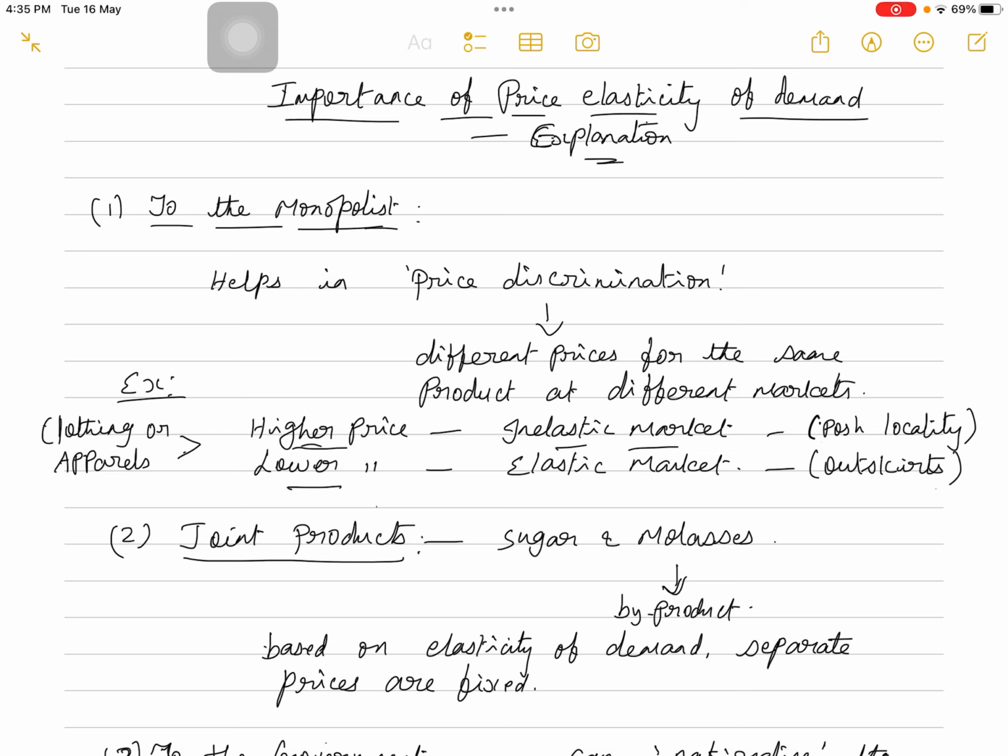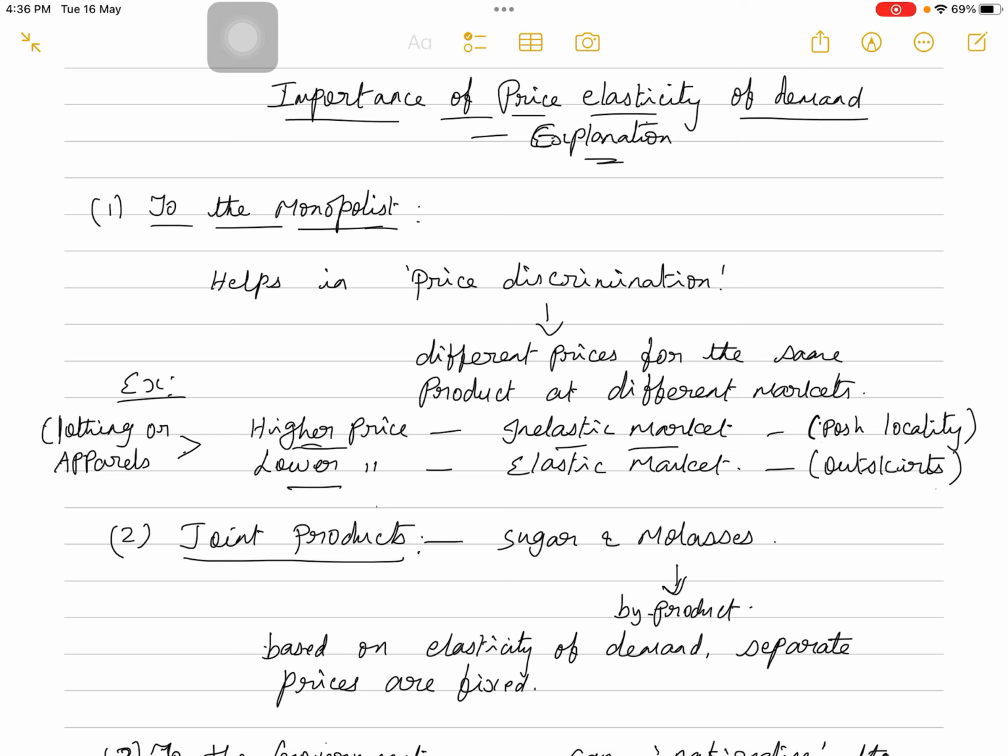For this monopolist, the knowledge of elasticity of demand of the particular commodity or service which he or she is selling will help the monopolist to practice something called price discrimination. One of the basic motives or main aims of the monopolist is to get maximum profit. Whatever methods are necessary, he will use to achieve that goal. One of the methods of getting maximum profit is to practice price discrimination.